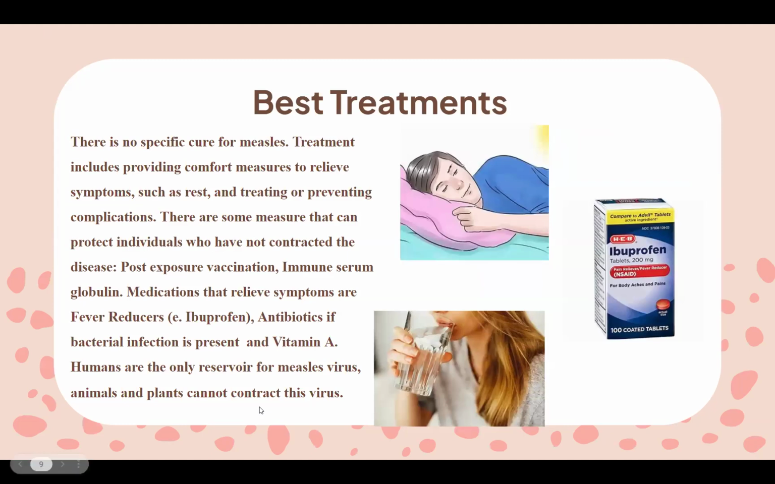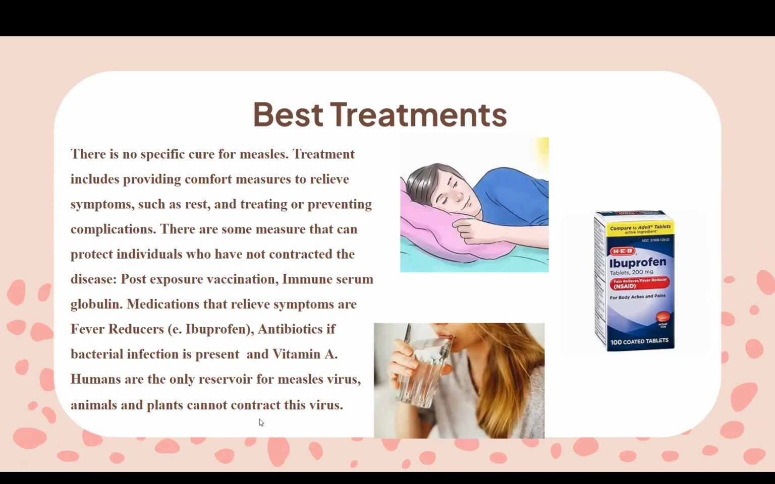The best treatments. There is no specific cure for measles. Treatments include providing comfort measures to relieve symptoms, such as rest, and treating or preventing complications. There are some measures that can protect individuals who have not contracted the disease: post-exposure vaccination, immune serum globulin, medications that relieve symptoms such as fever reducers, for example ibuprofen or Advil, antibiotics if bacterial infections are present, and vitamin A. Humans are the only reservoir for measles virus, as said.